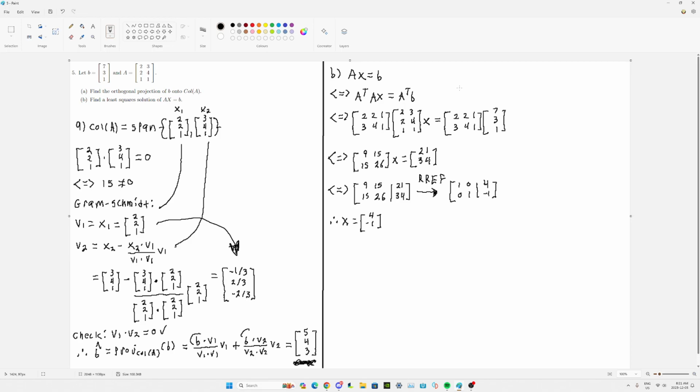Find a least squares solution of AX equals B. There's two ways to do this. I just like to multiply A transpose on both sides, which is equivalent. Make sure you do it on the left. You want to get it such that we can multiply these results and then combine them simply here. If we multiply it onto the right side of the x, that's just going to be a mess.